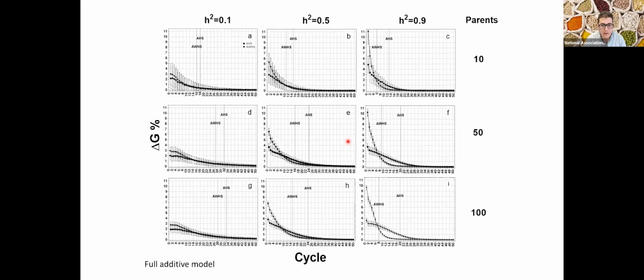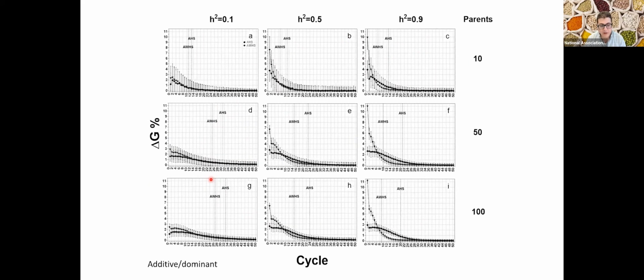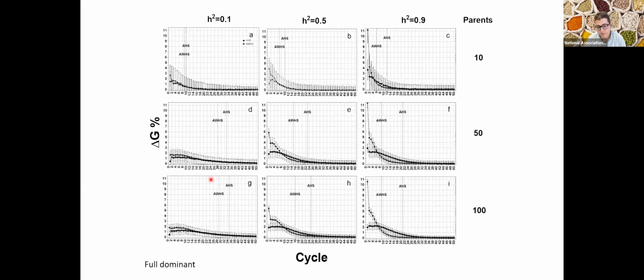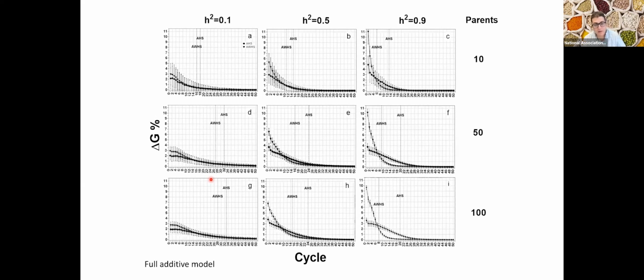These are some of the results, for example, where we have a series of combinations between parents and levels of heritability, and the two different breeding strategies, across 3 different genetic models. So we have full additive, additive dominant, and full dominant, and the vertical lines here are the 2 breeding strategies, but as you see, they shift depending on the scenario.